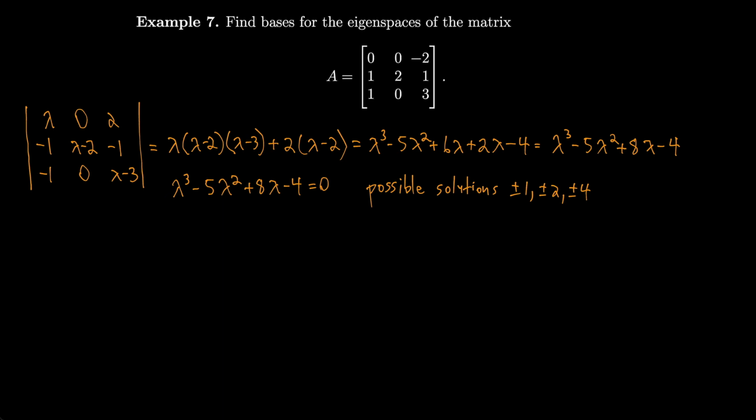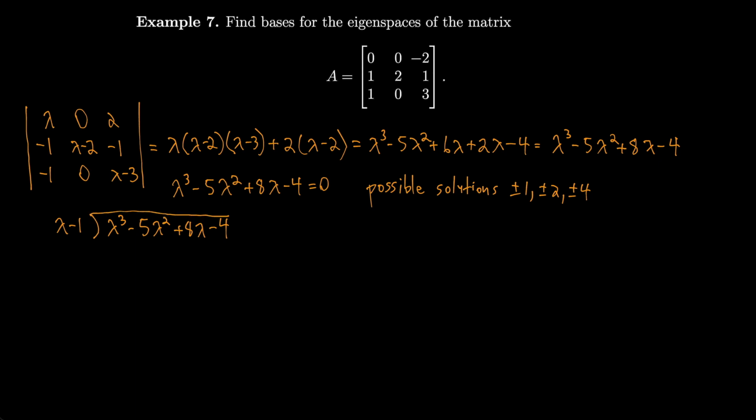Last time I tested 4 because I kind of knew it was going to work. It takes a long time to test every single one. This time I'm going to test 1. So if I'm testing positive 1 as a solution, that means that lambda minus 1 should be the factor. So that's what I'll divide by. So I'm going to fit that into lambda cubed minus 5 lambda squared plus 8 lambda minus 4.